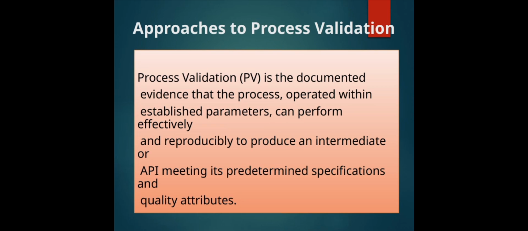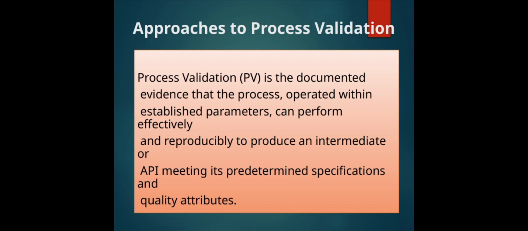Let's talk about approaches to process validation. Process validation, or PV, is essentially the documented proof that our process, when operated within its established parameters, can perform effectively. It's about demonstrating consistency and reproducibility, so that we can reliably produce an intermediate or active pharmaceutical ingredient, or API, that meets its predetermined specifications and quality attributes.